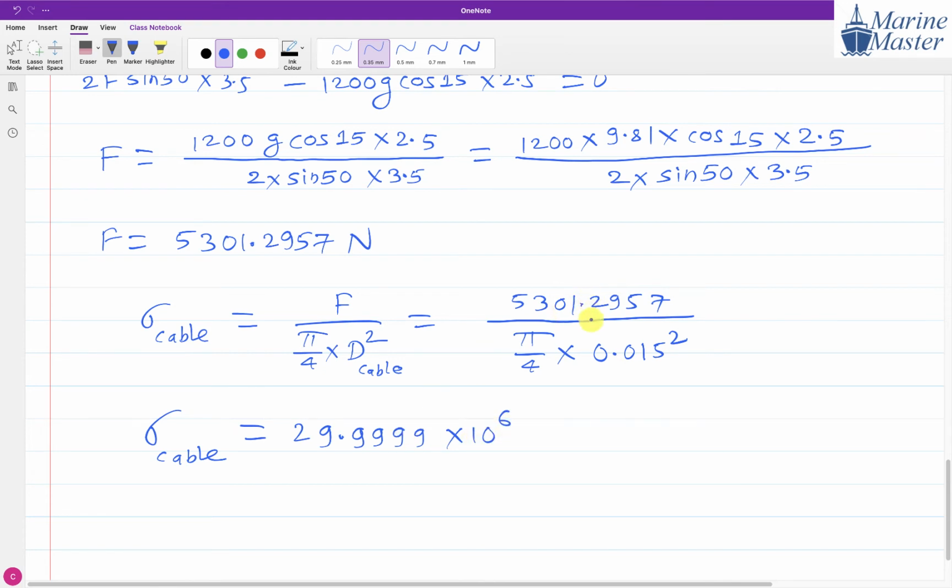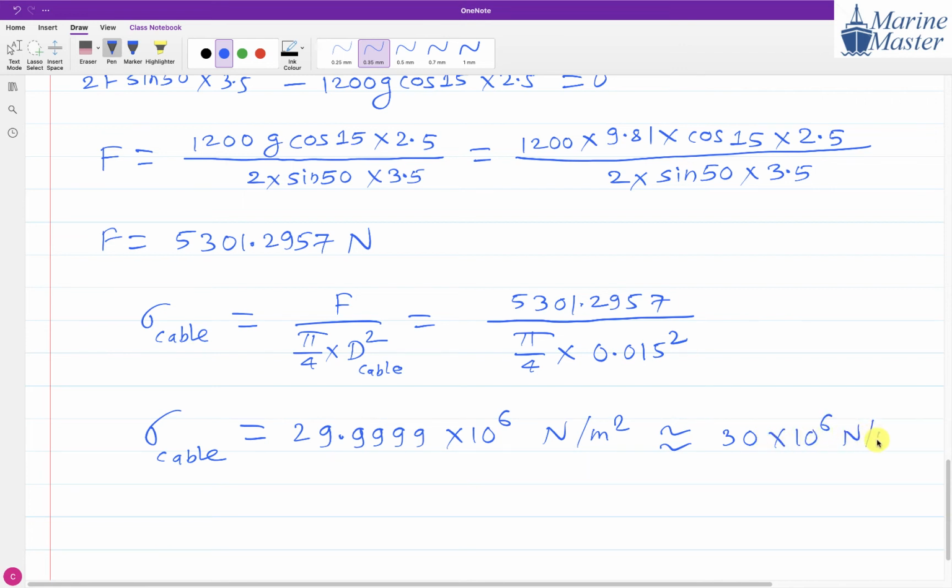Force is in Newton, area is in meter square, so stress in the cable will be in Newton per meter square. There is one button ENG in the calculator above the 8. ENG means engineering. If you get this value, 29.9999 into 10 raised to the power 6, it will become approximately 30 into 10 raised to the power 6.